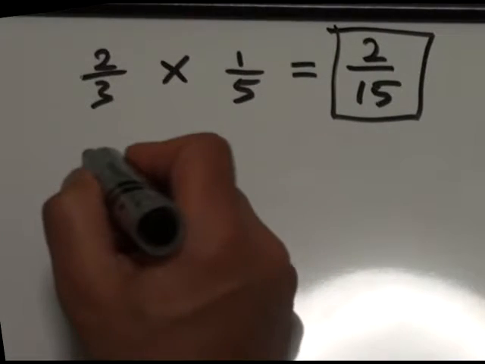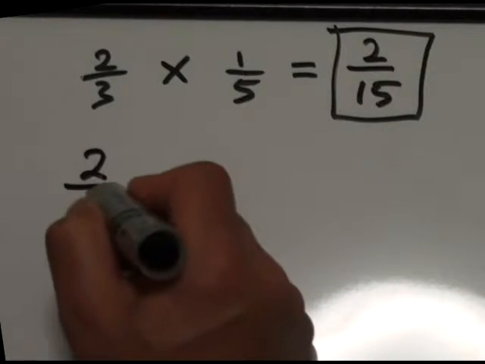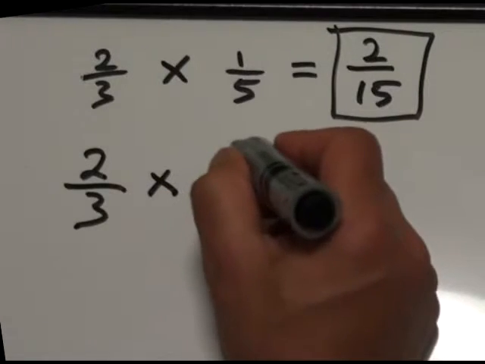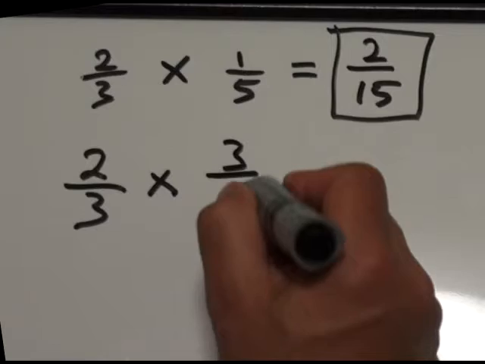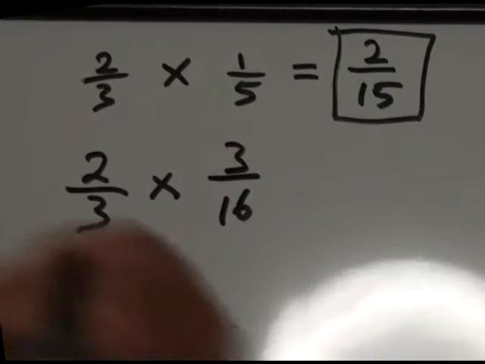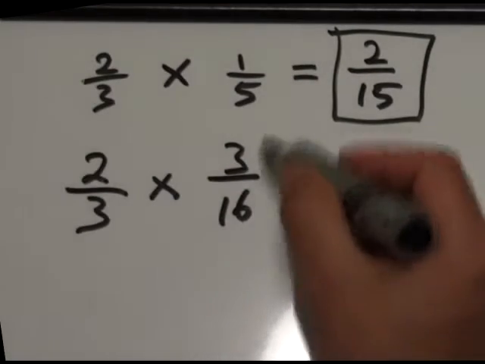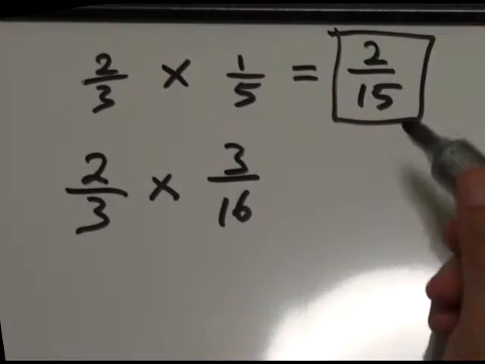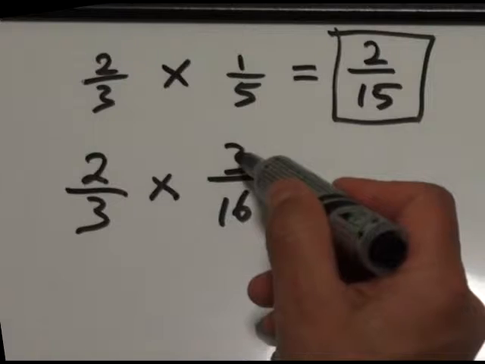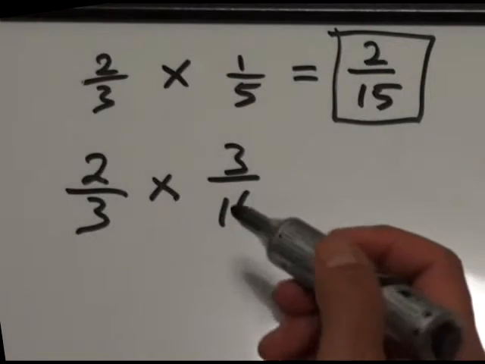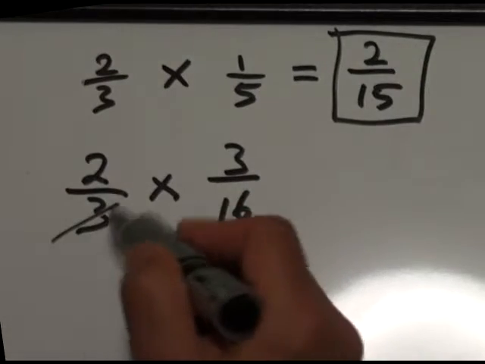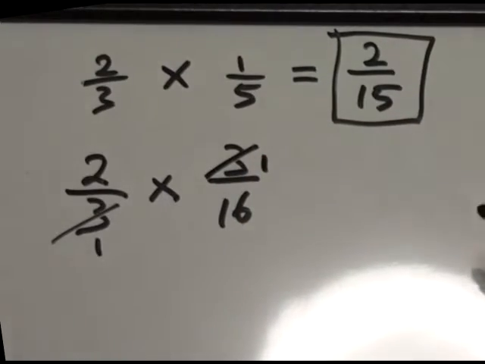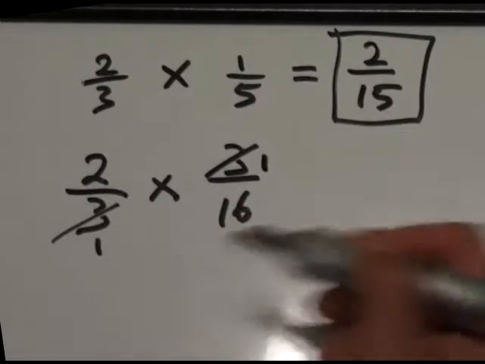Let's do another one where we've got 2/3 multiplied by 3/16. Now with this problem, we look again for numbers on top that we can cancel with numbers on the bottom. And there's a couple here. I can see a 3 there that I can cancel with a 3 over here. So that means really 3 into 3 goes once there, and the same 3 into 3 goes once there as well. So that's simplified those two numbers.